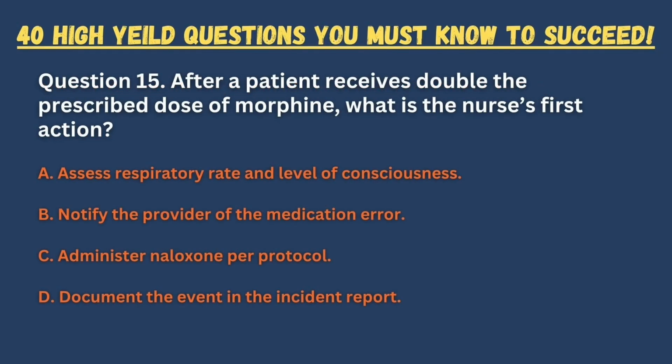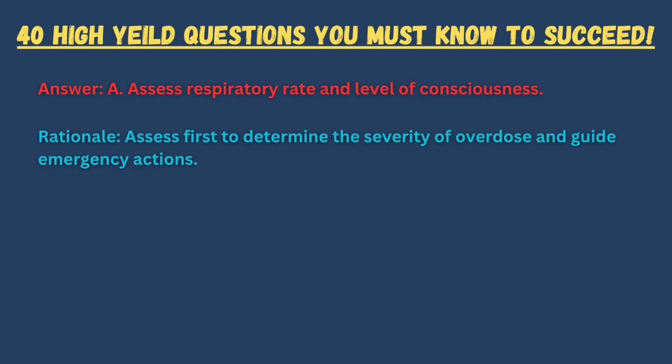Question 15. After a patient receives double the prescribed dose of morphine, what is the nurse's first action? A. Assess respiratory rate and level of consciousness. B. Notify the provider of the medication error. C. Administer naloxone per protocol. D. Document the event in the incident report. Answer: A. Assess respiratory rate and level of consciousness. Rationale: assess first to determine the severity of overdose and guide emergency actions.